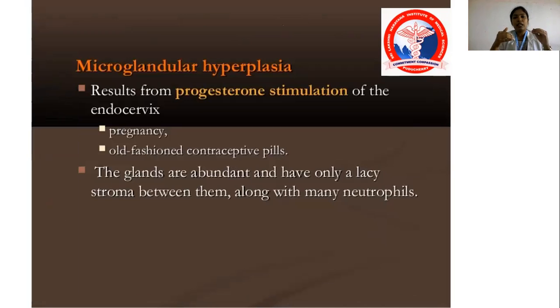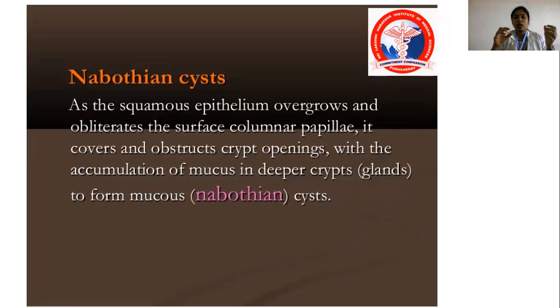Next important benign lesion that you can encounter is microglandular hyperplasia. This results from progesterone stimulation of the endocervix. The most common cause of microglandular hyperplasia is pregnancy and old-fashioned contraceptive pills, that is, progesterone only pills. The glands are abundant and have only a scanty stroma between them along with many neutrophils. Some of the cysts, that is, Nabothian cyst. This Nabothian cyst occurs because of overgrowth of the squamous epithelium which obliterates the surface columnar papilla.